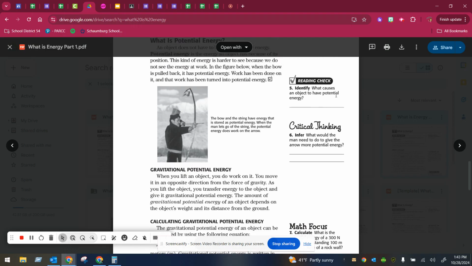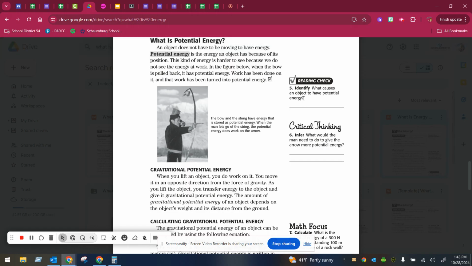Again, now you have 3 questions. So question number 5, you're going to go back in the paragraph here because I have my check mark. What causes an object to have potential energy? Question number 6, what would the man need to do to give the arrow more potential energy? So a hint for this one, if you want the arrow to have more energy so it would fly farther, what would the man need to do?